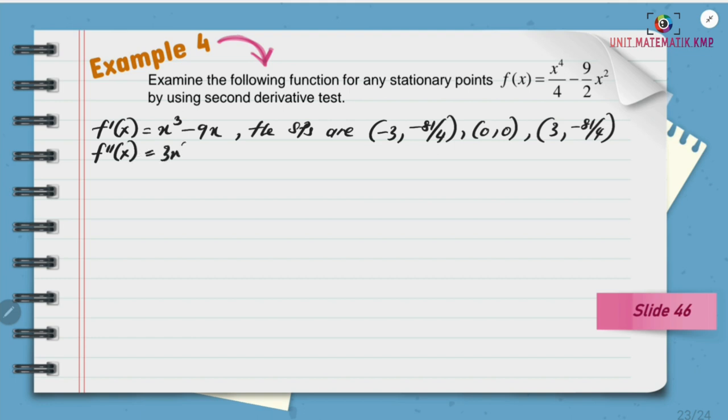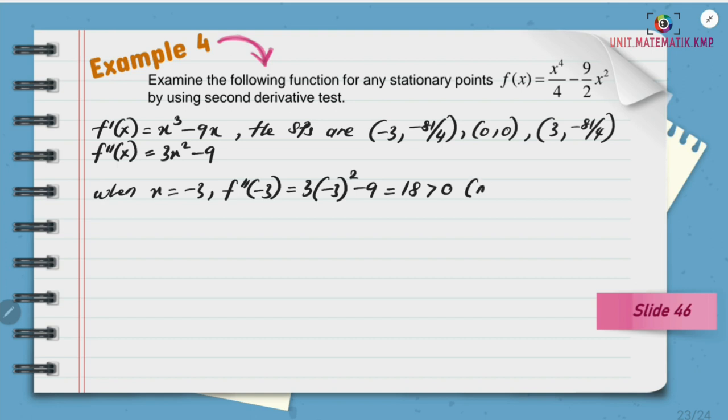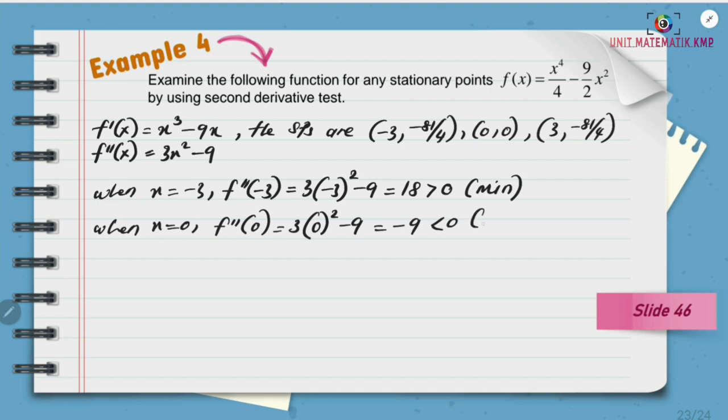We have 3x squared minus 9. Next, when x equals negative 3, so f double prime of negative 3, we have 3 times negative 3 squared minus 9 is equal to 18, more than 0. When f double prime is more than 0, or positive, that means minimum. Next, when x equals 0, f double prime of 0 is equal to 3 times 0 squared minus 9 equals negative 9, less than 0. That means maximum.